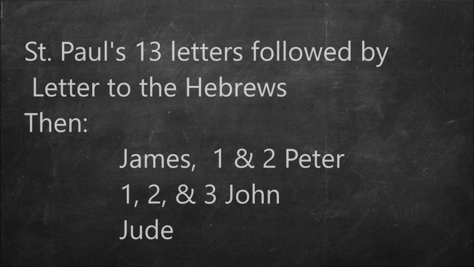Then we have 7 other letters. These are written by apostles or their associates. So, for instance, we have 2 letters from Peter, 3 from John. We have James and Jude. So these are 7 other letters written by apostles or their associates, and sometimes they're called the Catholic epistles, meaning they're written to a universal audience.